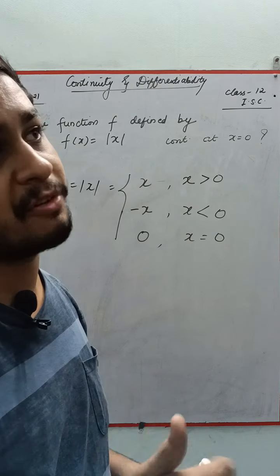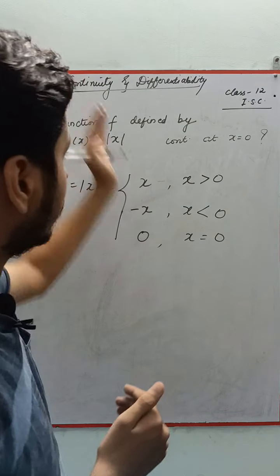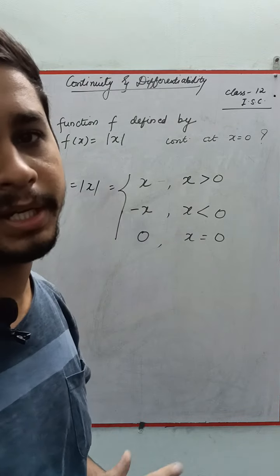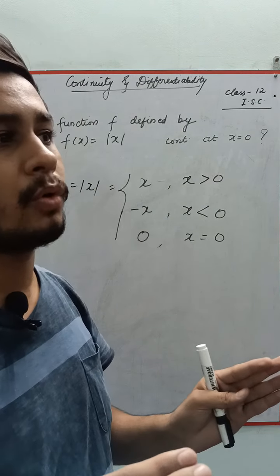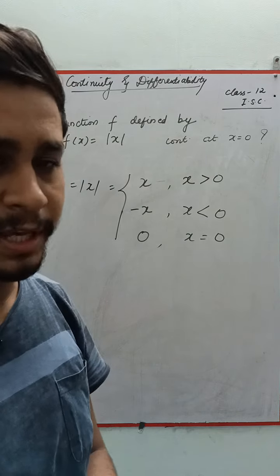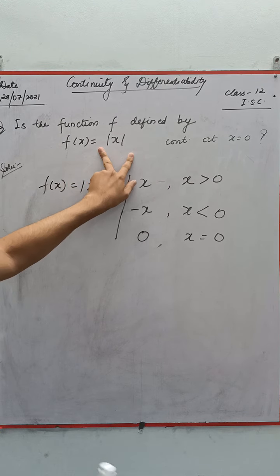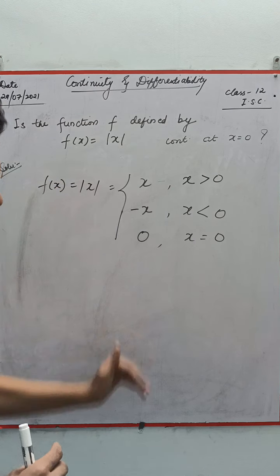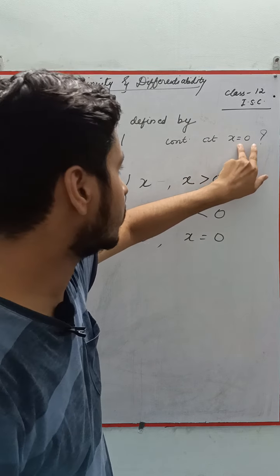Already there are some functions which are always continuous, so I'll just give you a note for that. Whatever conditions or values are along with them, these functions will always be continuous. So you have to keep in mind that modulus functions are always continuous, but we need to prove it.